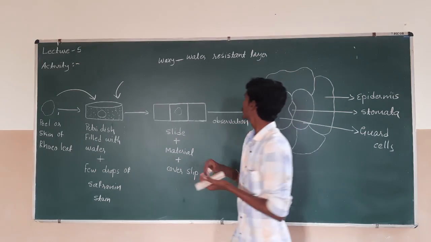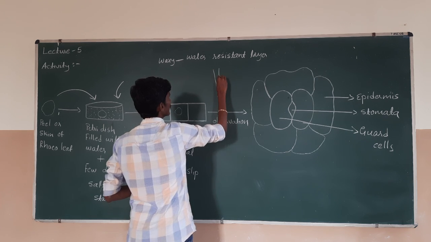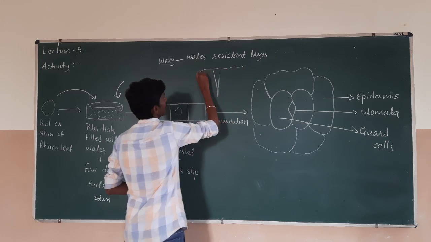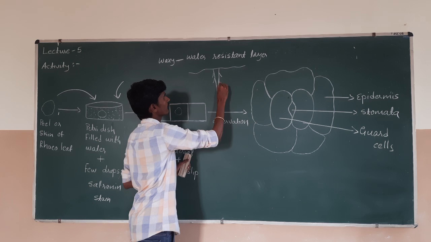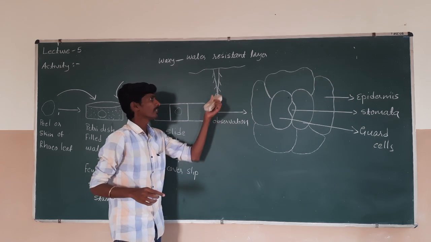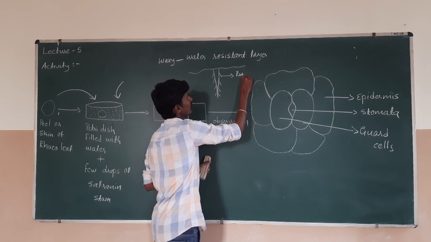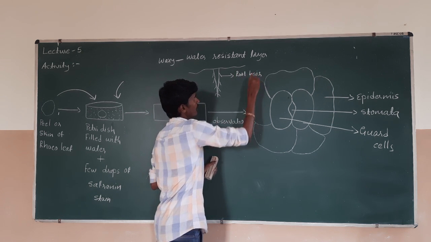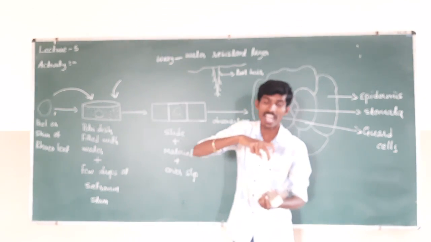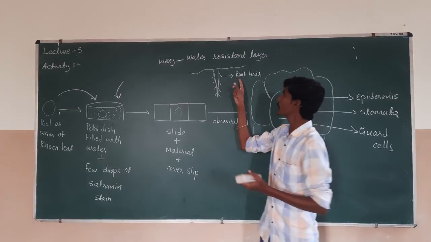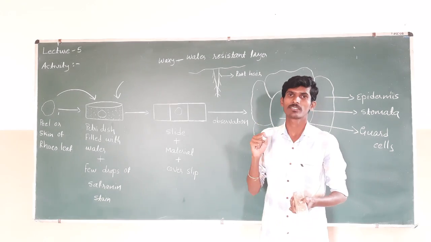This is the root. The epidermis of the root has small, hair-like structures. This is called a root hair. This root hair increases the surface area for active absorption. The root hair increases the surface area for absorption.